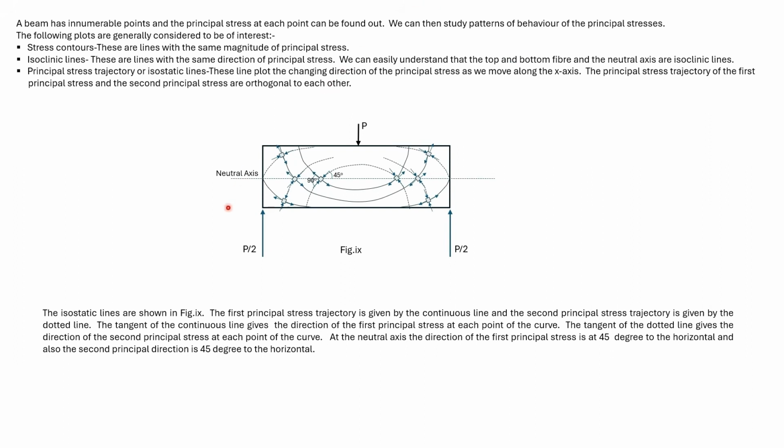We next discuss principal stress trajectory or isostatic lines. These lines plot the changing direction of the principal stress as we move along the x-axis. This is the principal stress trajectory of the first principal stress, and these dotted lines are the principal stress trajectory of the second principal stress. Both lines have a 45-degree angle with the neutral axis.